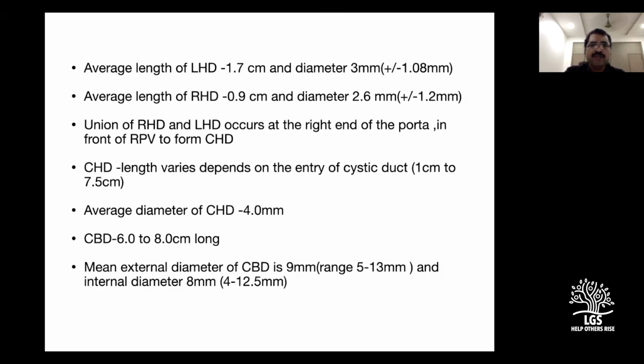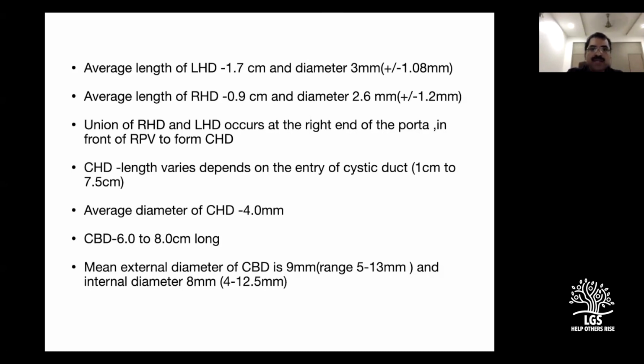The union of the right hepatic duct and left hepatic duct usually occurs at the right end of the porta, in front of the right portal vein. So the common hepatic duct is actually related to the right portal vein rather than the main portal vein. That also helps in some cases of cholangiocarcinoma. When there is infiltration of the main hepatic duct, you may be able to do surgery by excising the involved segment and directly anastomosing the main portal vein to the left portal vein.